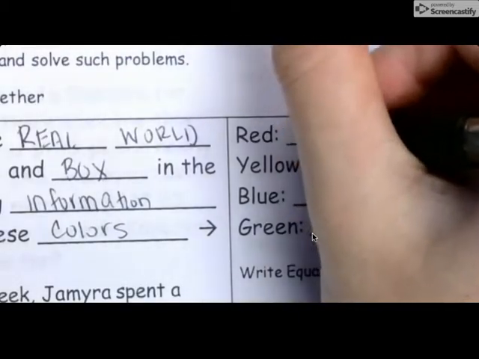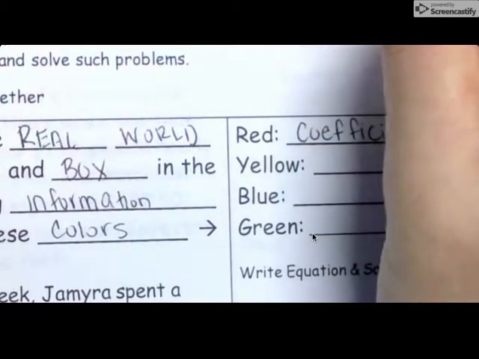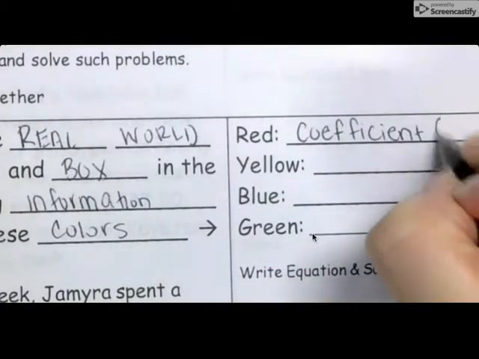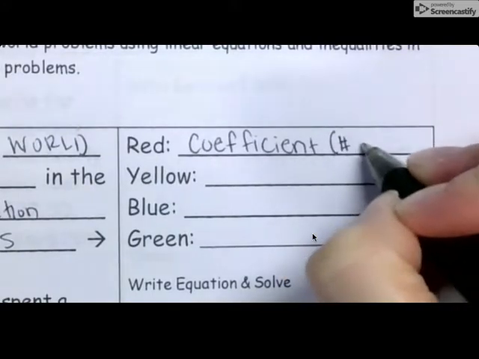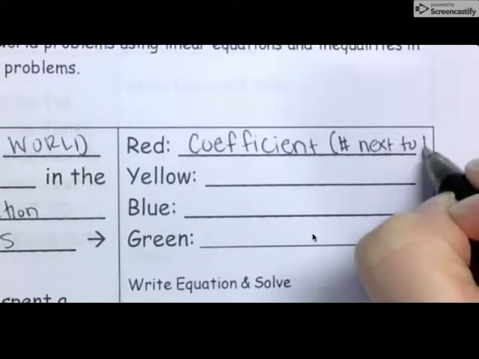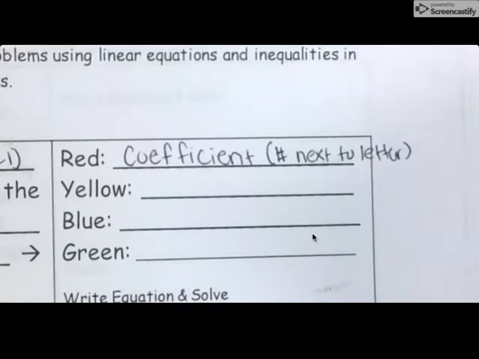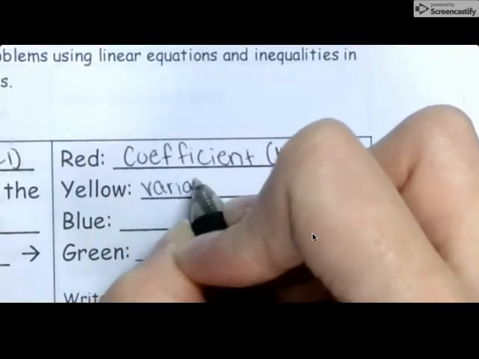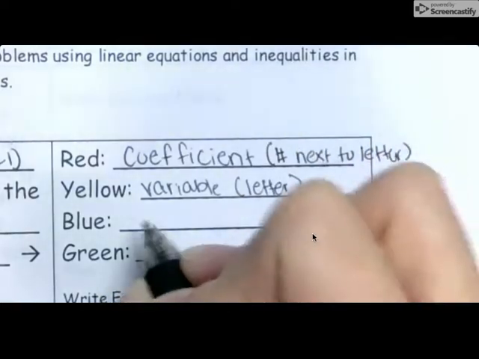So if you look to the right, you will see 4 colors. Red is going to be the coefficient. Do you know what a coefficient is? That is the number in front of a variable. The coefficient is the number next to the letter, next to the variable. Okay? Yellow, that's going to be the variable. We like to refer to that as the letter.